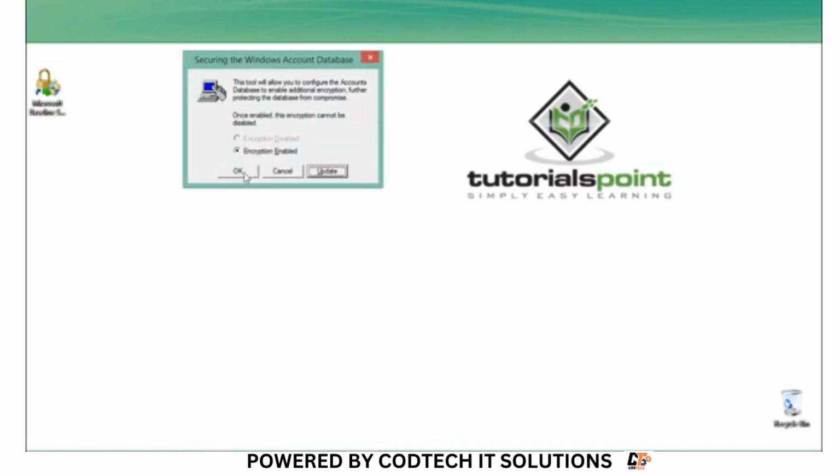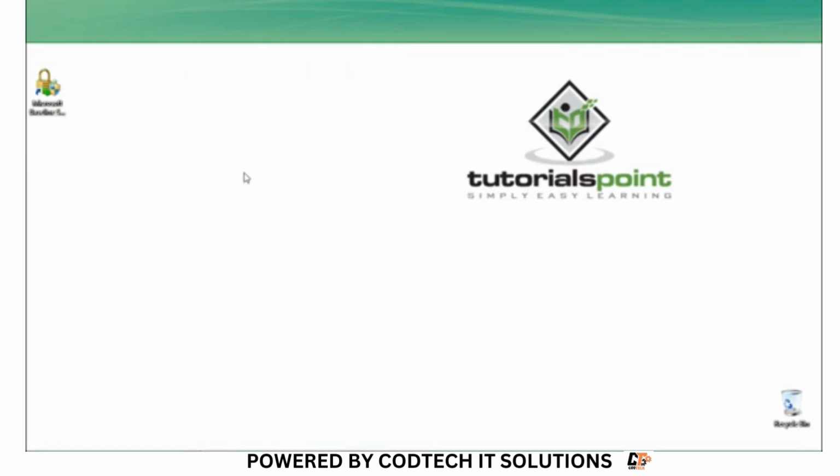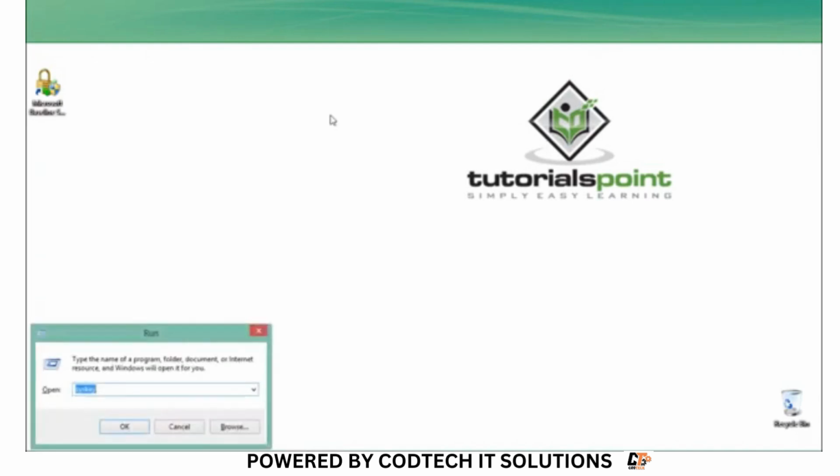So let me just click on OK. So this is the first security implementation. Then what else we can do is, if your computer is a part of a domain, then we can edit its group policies. Then we can even change and configure its computer's security policies. Currently my computer is not a part of a domain, so I can configure its security policies depending upon my need.